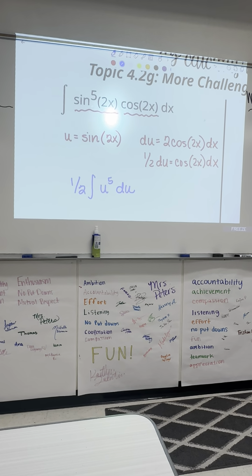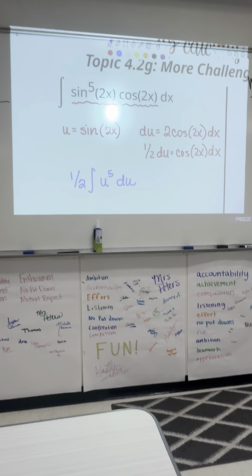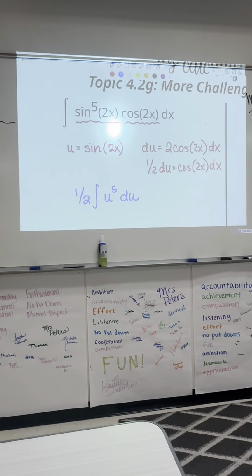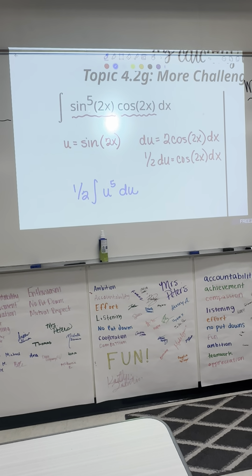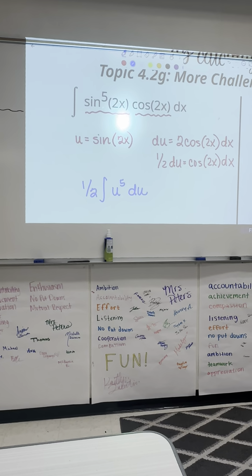Wait, what were you gonna ask? He just whispered, where'd that 2 come from in front of the cosine? Chain rule. To find du, you have to do the chain rule on the sine of 2x.